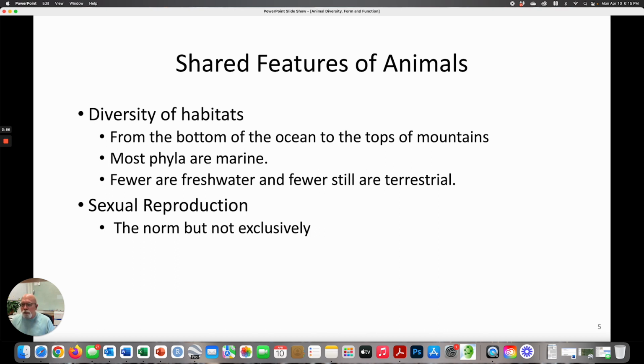And so don't get those two things confused. There are a lot of phyla that are marine that don't have very many species in each of the phyla, and then there are a relatively few number of phyla that are terrestrial, but those phyla tend to have a lot of species in them.